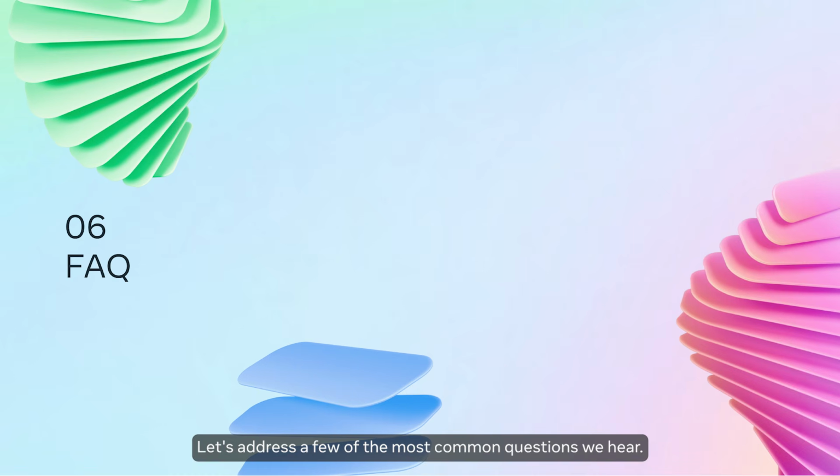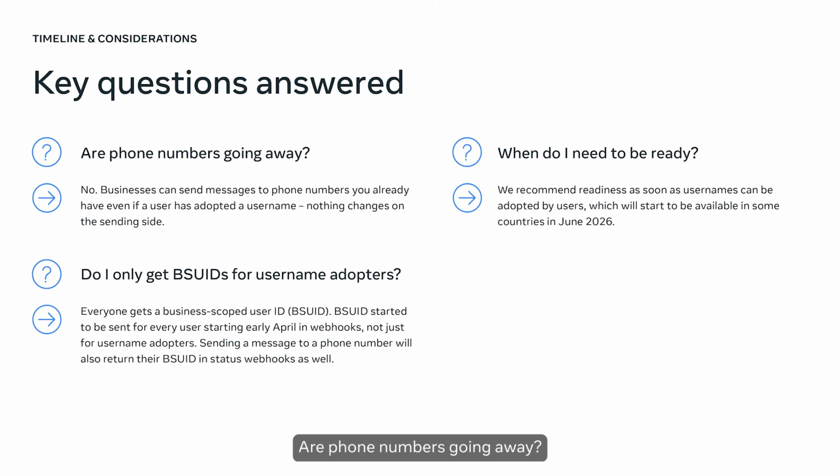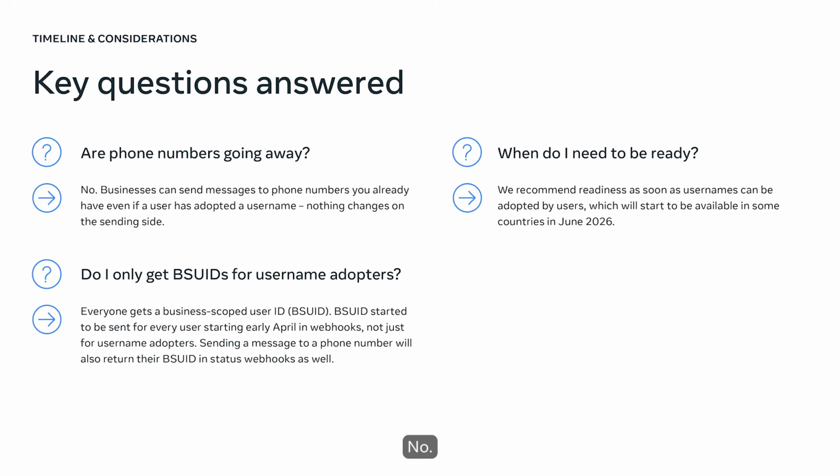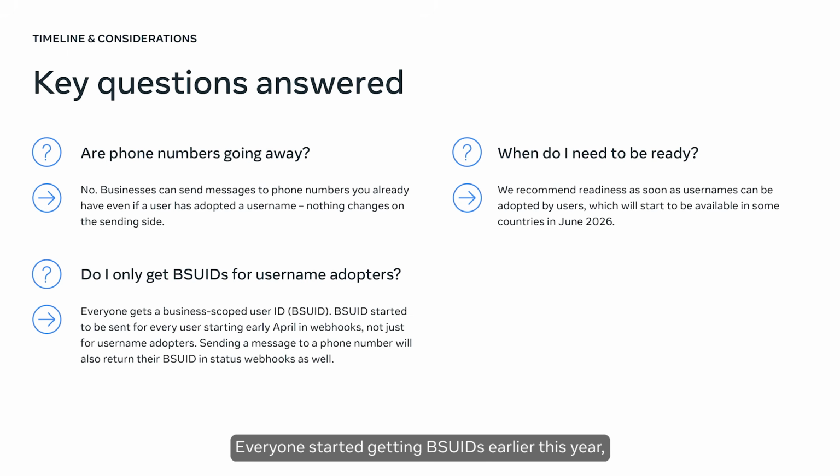Let's address a few of the most common questions we hear. Are phone numbers going away? No, you can still send messages to phone numbers you already have, even if a user has adopted a username. Nothing changes on the sending side. Do you only get BSUIDs for username adopters? No, everyone started getting BSUIDs early this year, and they are sent for any interaction, not just for incoming messages from username adopters. Sending a message to a phone number will also return the user's BSUID in status webhooks.